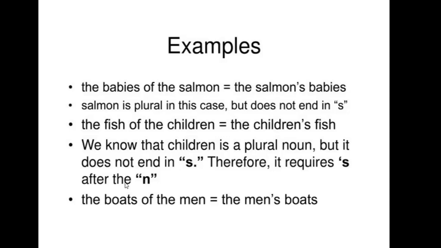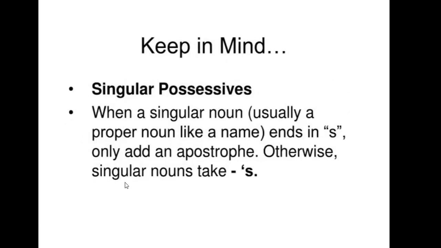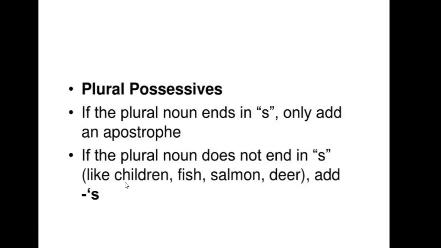We know that children is a plural noun, but it doesn't end in s. Therefore, it requires 's after n. The boats of the men: the men's boats. Keep in mind singular possessives. When a singular noun, usually a proper noun like a name, ends in s, only add an apostrophe. Otherwise, singular nouns take 's.